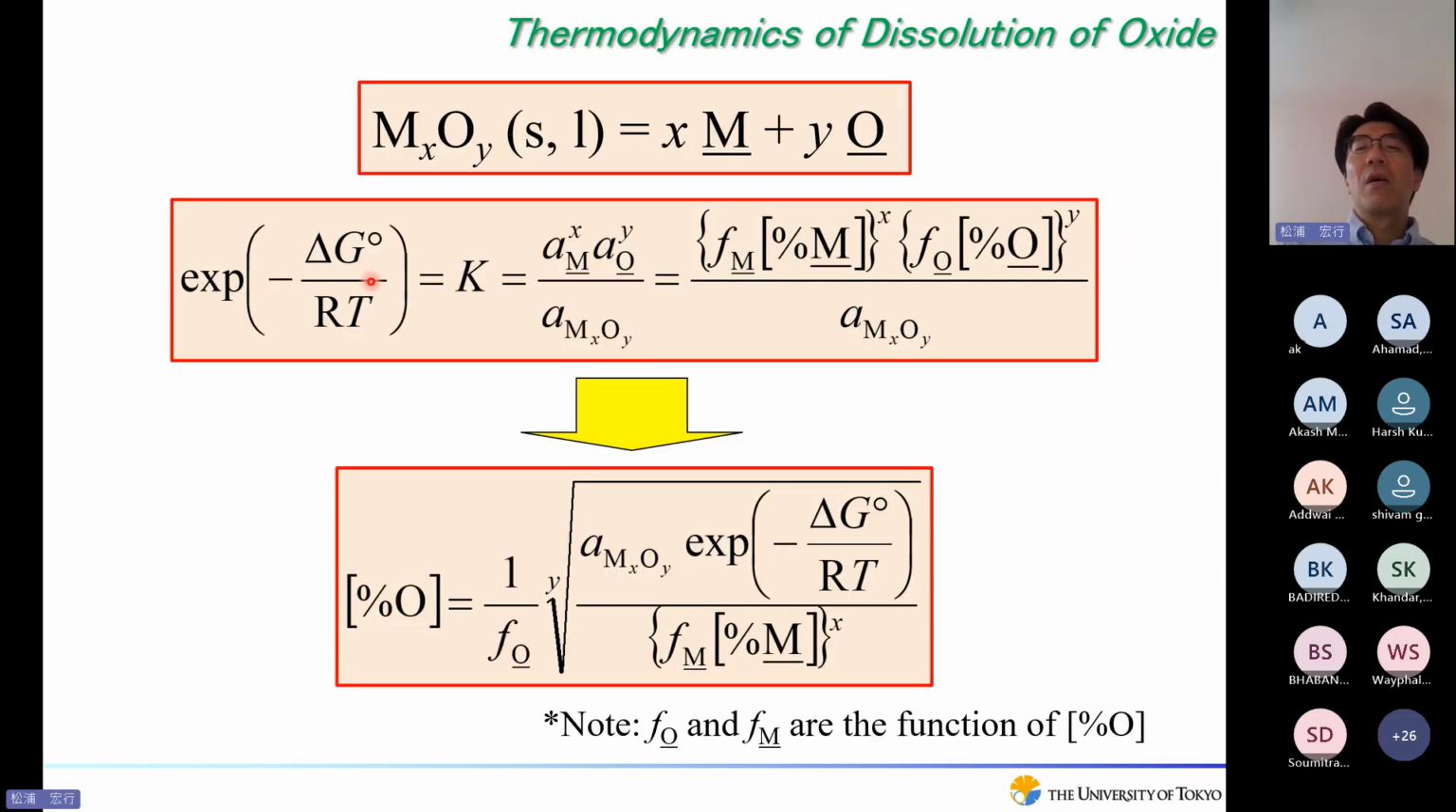When you see the dissolution reaction of any oxide, it's described like this. And from this relationship, you can finally see that the oxygen content is a function of these things. Please make sure that the activity coefficients for oxygen and the deoxidizers are functions of the oxygen content. So this is not easily solved by simply adding some numbers; actually, these are equations in terms of the oxygen content. Then you need to solve this.